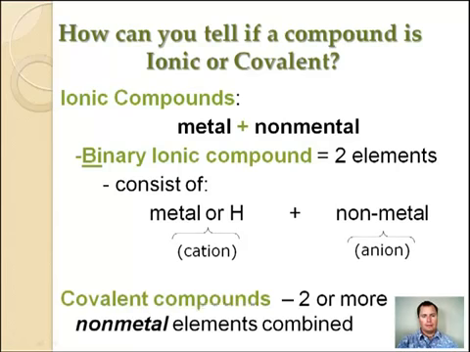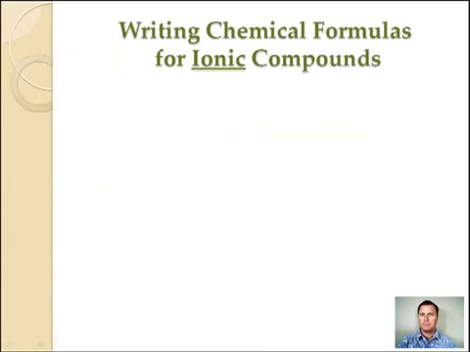Now, covalent compounds, they're going to consist of 2 or more non-metals stuck together. So both elements, or all elements, are going to come from the right-hand side of the stair steps in the periodic table. So if it's 2 elements and they come from opposite sides, they're going to be a binary ionic compound. If it's 2 or more and they all come from the right-hand side of the periodic table, they're going to be covalent. So just looking at where the elements are found in the periodic table is going to let us know what they are.